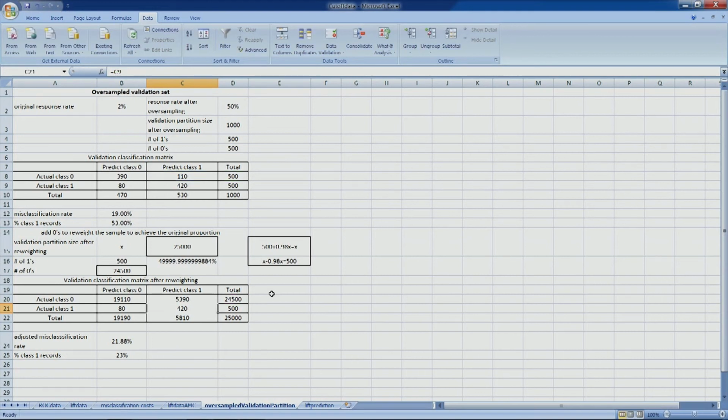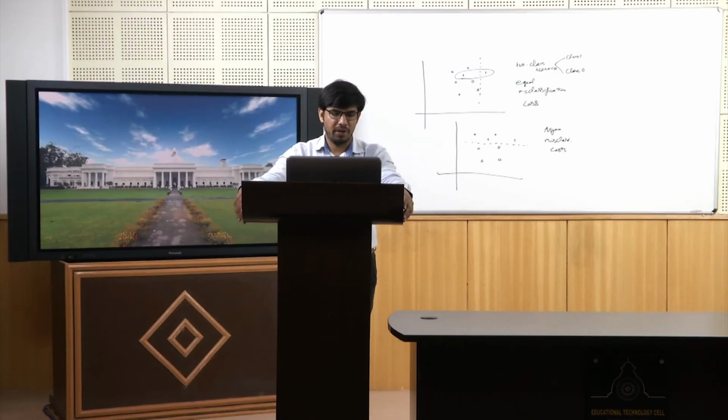So the number has been appropriately calculated by Excel. Now we can also get these values, the number of predicted class 0 and the number of predicted class 1 records, using this particular sum function. In this fashion we will get the new validation classification matrix after reweighing. Once the weight adjustment has been done, we can use this new matrix to compute the adjusted misclassification rate.